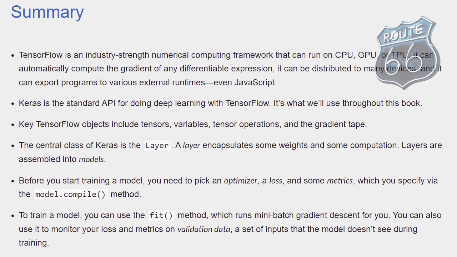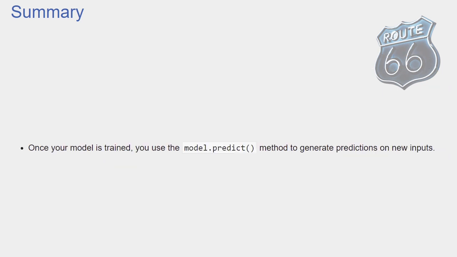You can also use it to monitor your loss and metrics on validation data, a set of inputs that the model doesn't see during training. Once your model is trained, you use the model.predict method to generate predictions on new inputs.